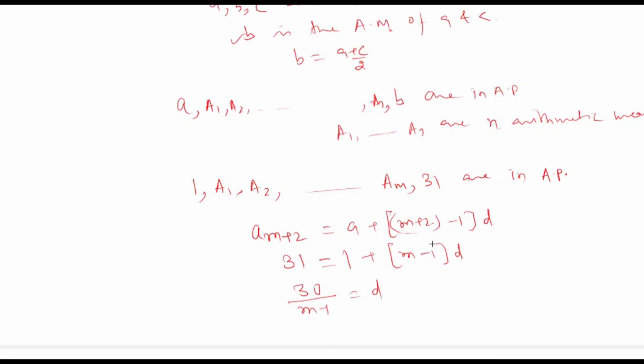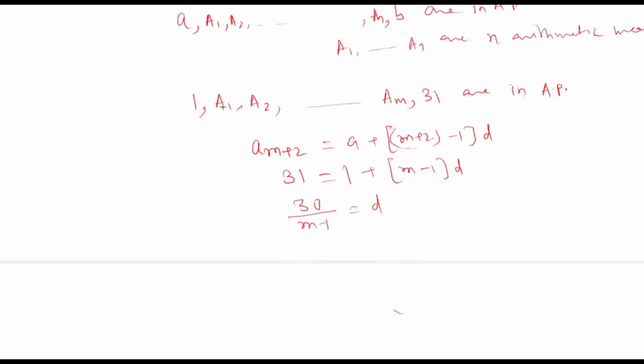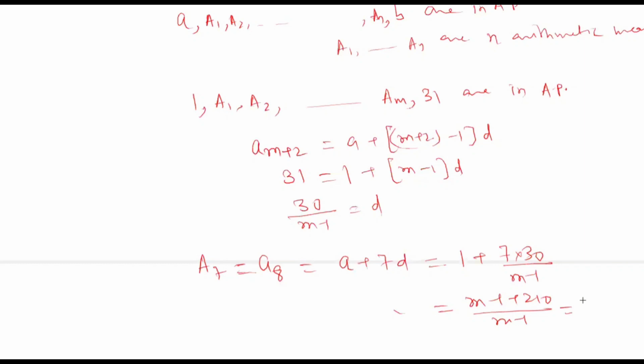Now if I found D, then I can find any term. If the first mean is the second term, and the second mean is the third term, then the seventh mean is the eighth term. So we have to look at the eighth term. This is A7, which is actually A8. So A plus 7D, where A is 1, 7 into 30 by (M plus 1), which is M plus 1 plus 210 upon M plus 1, which is M plus 211 upon M plus 1.